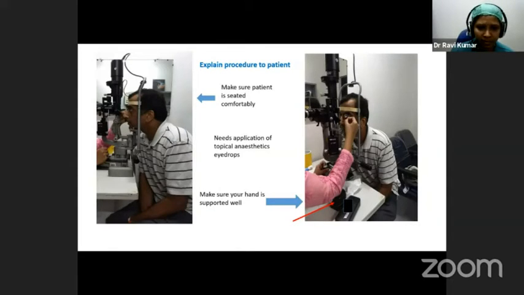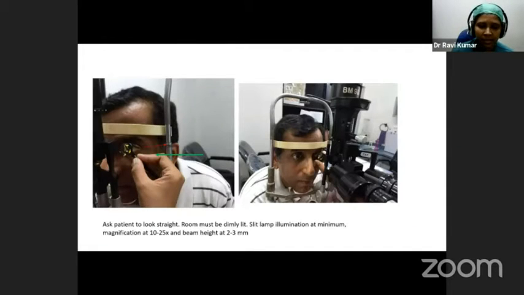We have to apply topical anesthetics, and the examiner's hand should be supported well so that there is no undue pressure on the cornea. The patient should be asked to look straight, and the lateral canthus should be at the lateral canthus level marker. If the examiner is using a handheld gonioscope, it should be held closer to the lens. The room should be dimly lit, the slit lamp illumination should be minimal, and the beam height should be minimum, that is 2 to 3 millimeters.